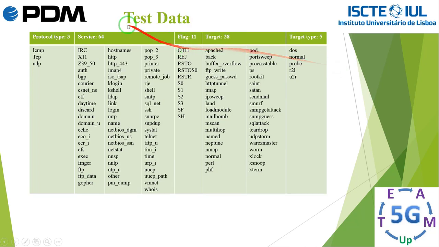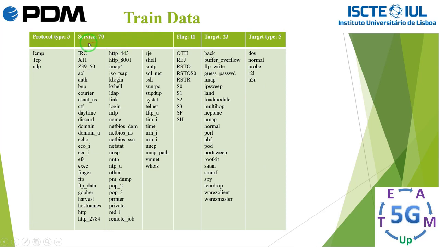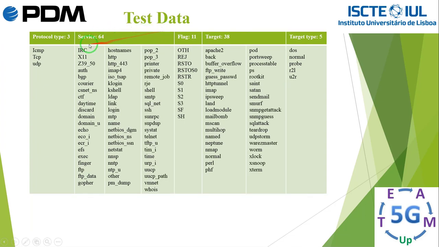Okay, if we look at the test data, the number of unique values in the features is different. For the protocol type and the flag it is the same: both contain the same unique values in train and test. But for the service it is different. In the train data, we have 70 unique values for the service feature, and for the test data, the service feature contains 64 unique values.